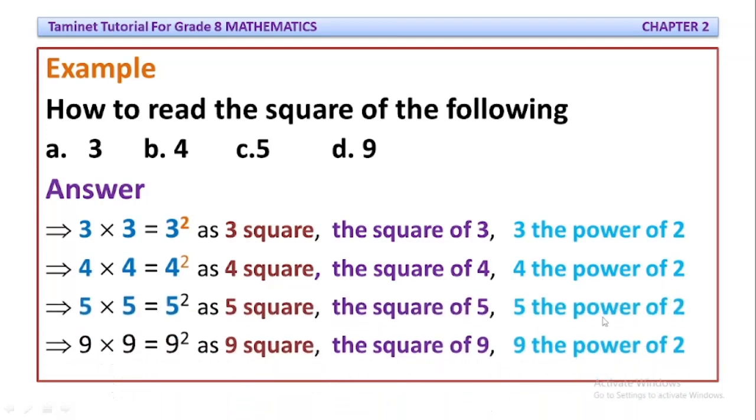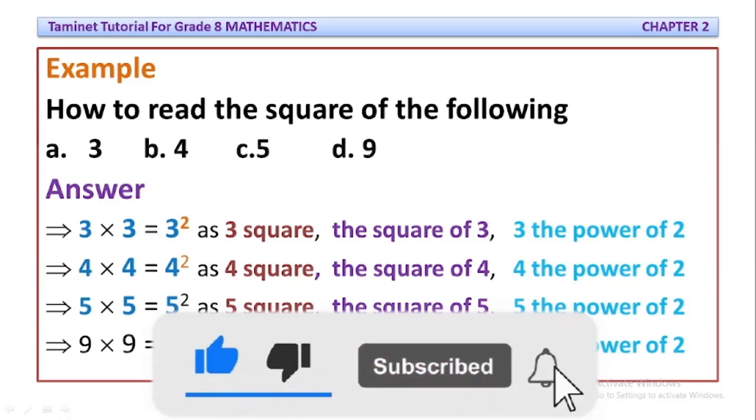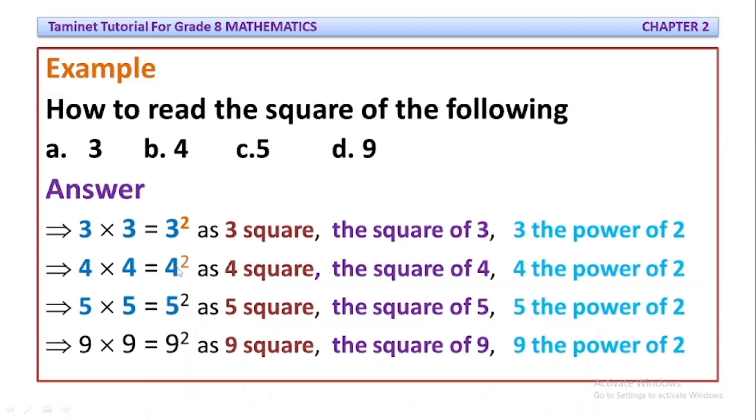For example, 9 times 9 is 9 square, the square of 9, and 9 to the power of 2 has its own value. 3 square is 9, 4 square is 16, 5 square is 25, and 9 square is 81. So this is the way how to answer the question.